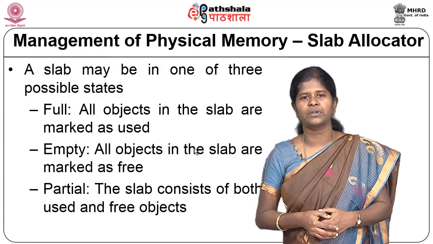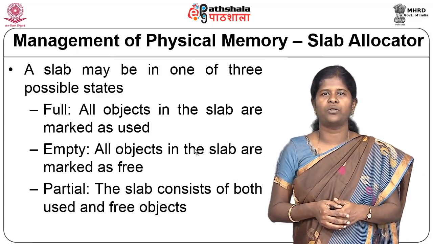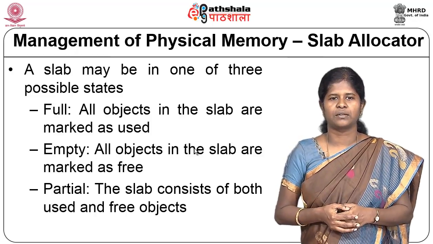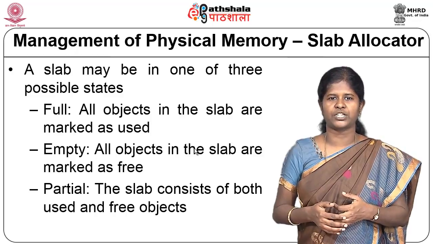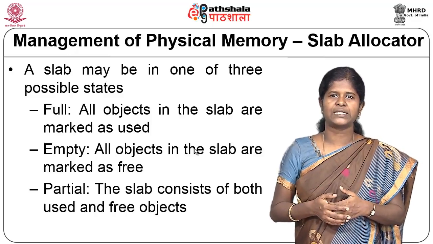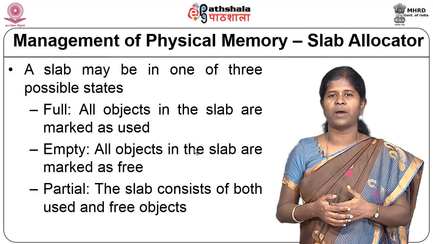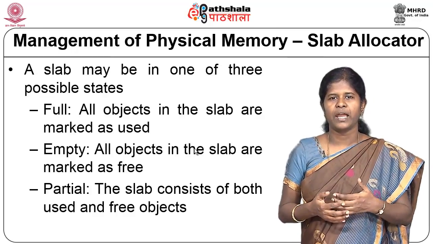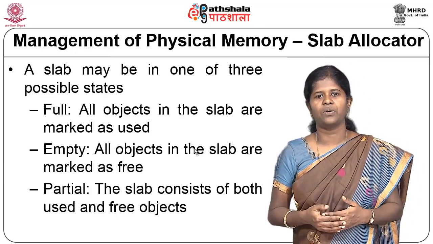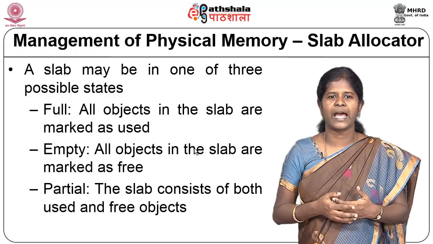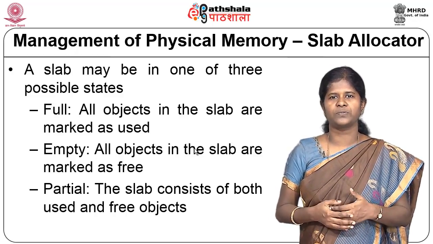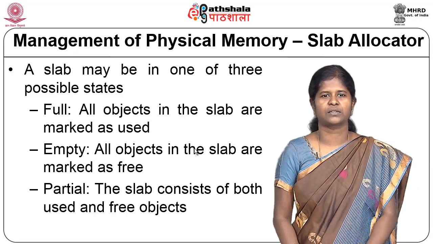Any slab can be in one of 3 possible states. The slab can be full, empty, or partial. Full means that all the objects in the slab are marked as used. Empty means all the objects in the slab are marked as free. Partial means the slab consists of both used objects and free objects.